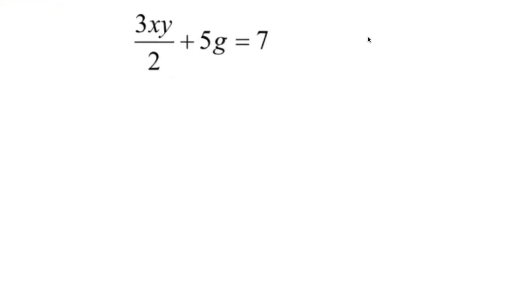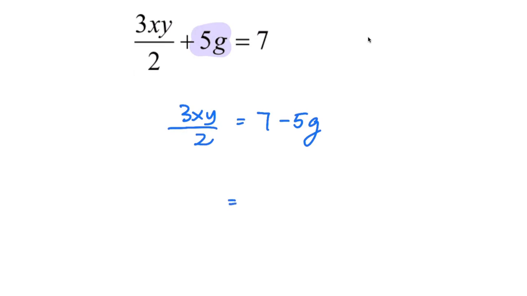How? Well, let's get rid of all the things next to x, one by one, in order. So let's start with the most distant one from x. So that would be the 5g. So this is plus 5g. So therefore, we will go ahead and minus 5g on both sides. So then we have 3xy over 2 on the left. Again, you do the opposite.